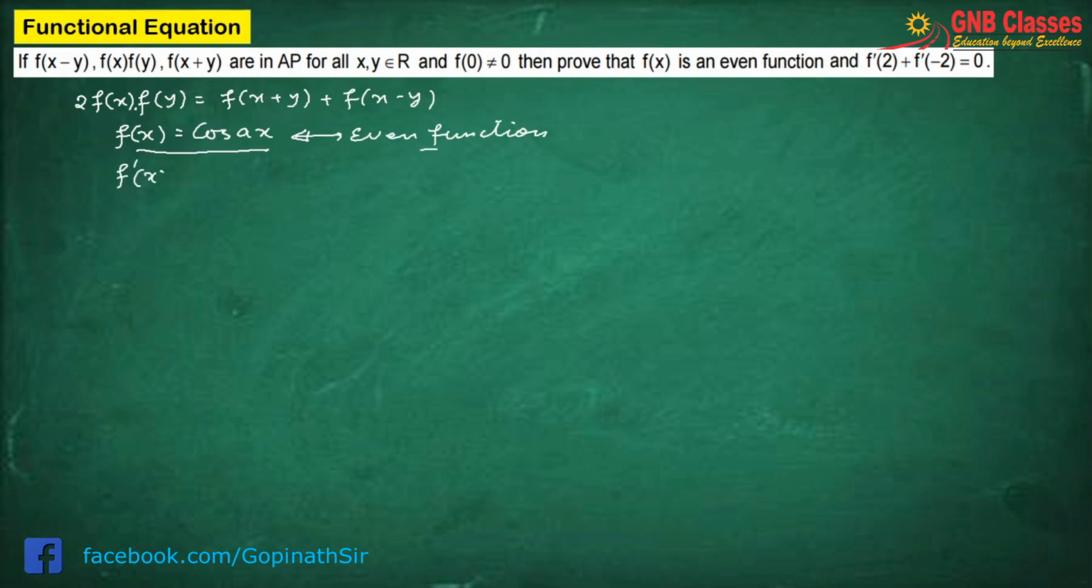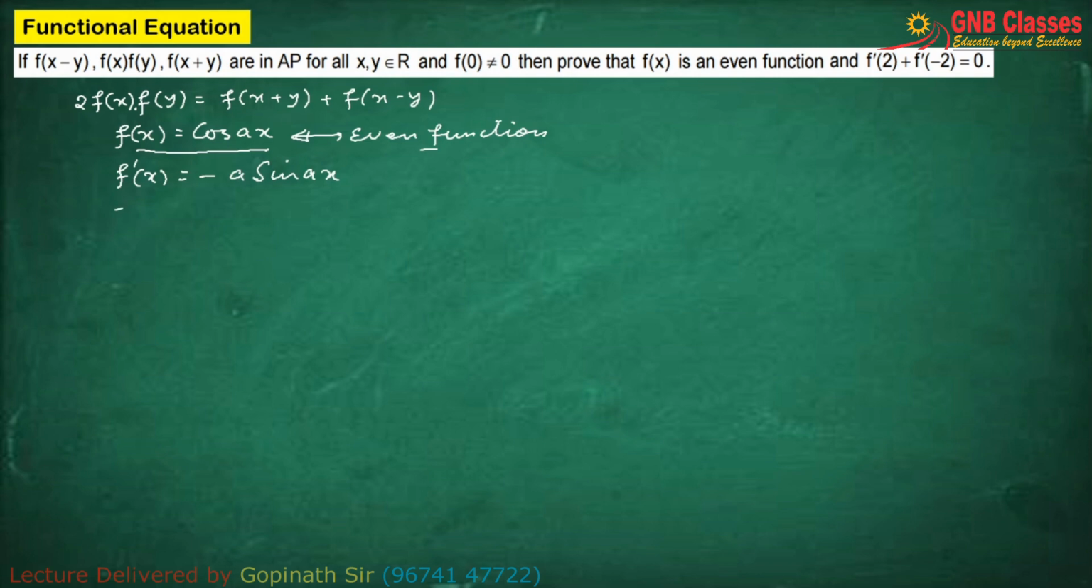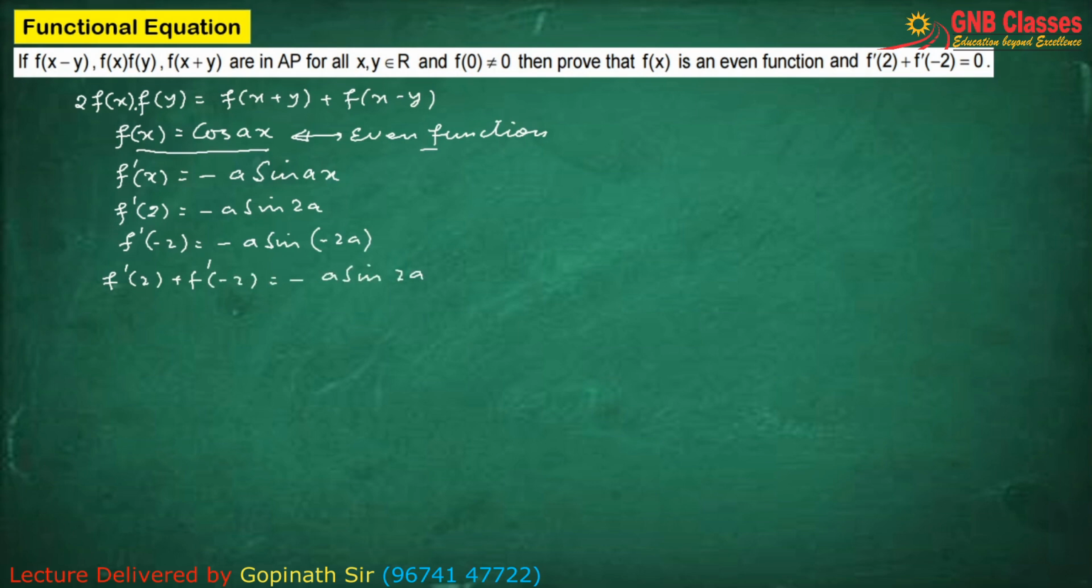So, for the second part, I am just differentiating this function to get minus a sin ax, right? So, f dash 2 will be minus a sin 2a and f dash minus 2 will be minus a sin minus 2a, correct? So, f dash 2 plus f dash minus 2 will be nothing but, which will get cancelled. So, the answer is 0. Proved. Is it clear? So, that is the advantage if we can remember the standard functional equation. It will make the problem much easier and we can solve it in very quick succession, right?